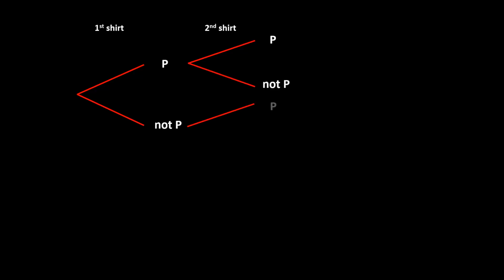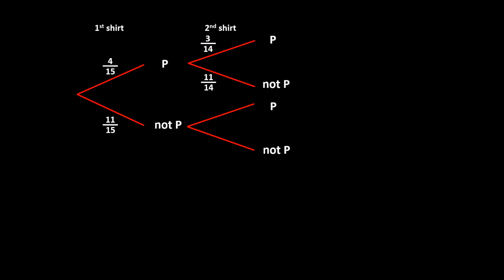So we got a first shirt. Okay, it could be plain or not plain, and the second one. If he's got a plain first, it could be plain or not plain, and similarly there. So the framework is the same, but the numbers are going to be different. So for his first one, 4/15 probability of picking a plain, 11/15 for not plain. Let's just say they add up to 1.